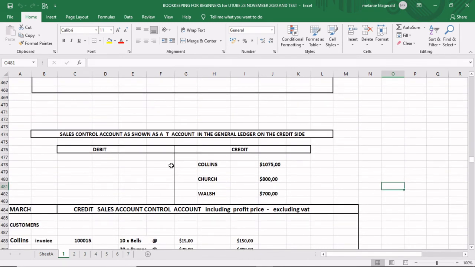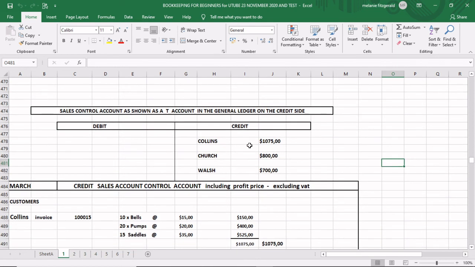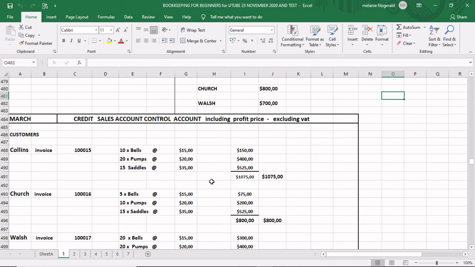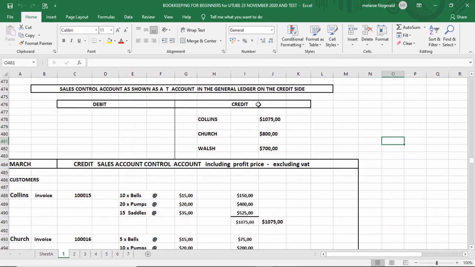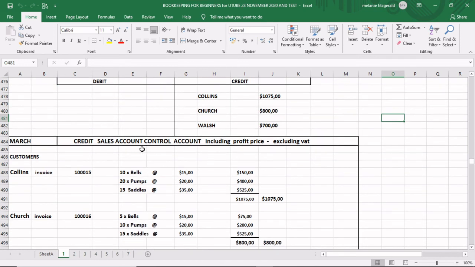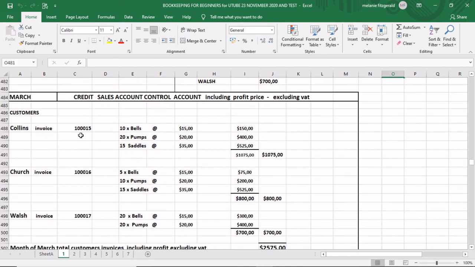And once again, I'm giving you this analogy from the general ledger because, like the purchases control account, the sales control account also goes into the general ledger, but on the credit side. So just like with the purchases control account, everything the way it's done here, you see it's all laid out, will go in the exact same format on the credit side in the general ledger. Okay, so as it says, you credit the sales control account, including the profit and excluding VAT. Okay, so Collins, invoice, he bought 10 bells at $15 each, and that was $150. He bought 20 pumps at $20 each, that's $400. He bought 15 saddles at $35 each, that's $525.